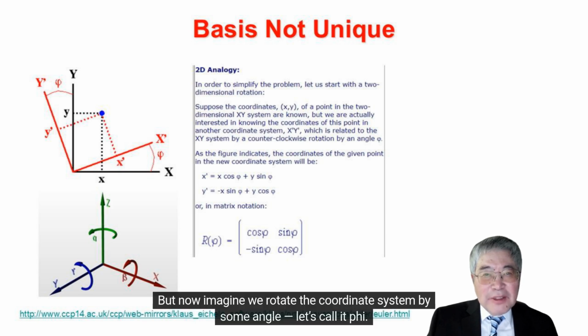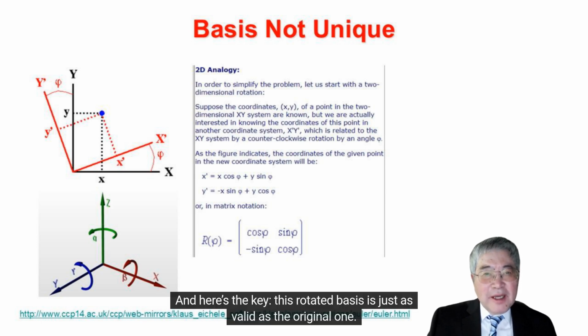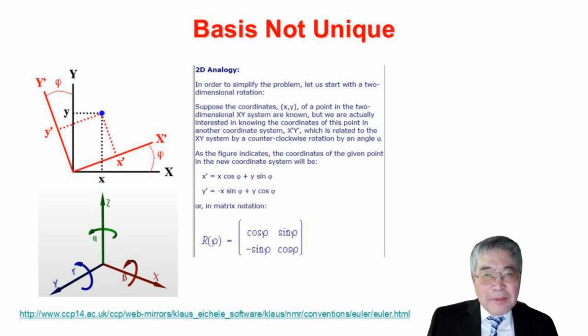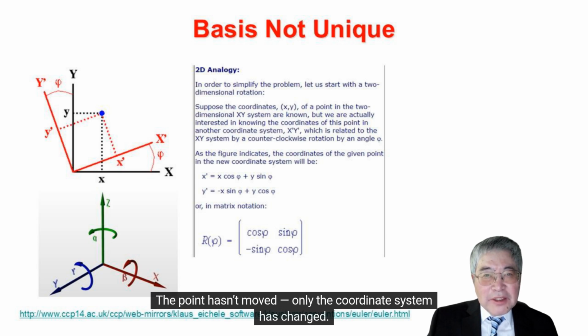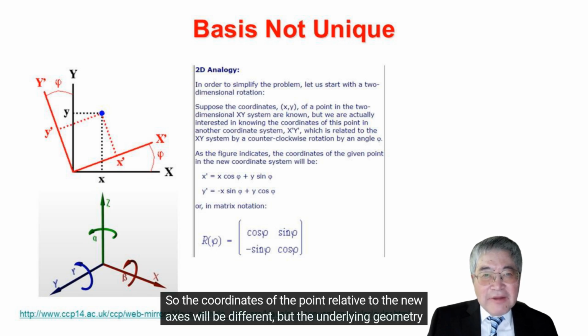But now imagine we rotate the coordinate system by some angle. Let's call it phi. After this rotation, we have a new set of axes, shown in red on the diagram. These new axes define a new basis, one that's rotated by the angle phi. And here's the key. This rotated basis is just as valid as the original one. Every point in the plane can still be represented using the new basis. The point hasn't moved, only the coordinate system has changed. So the coordinates of the point relative to the new axis will be different, but the underlying geometry is the same.